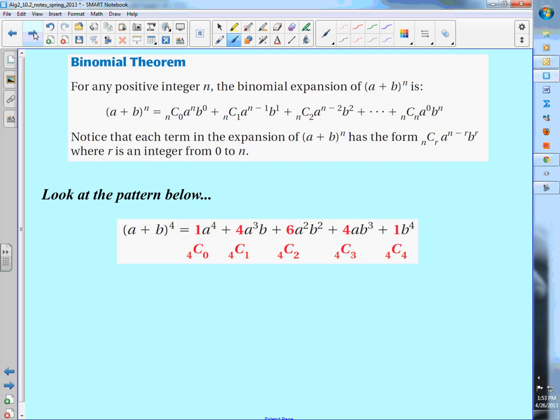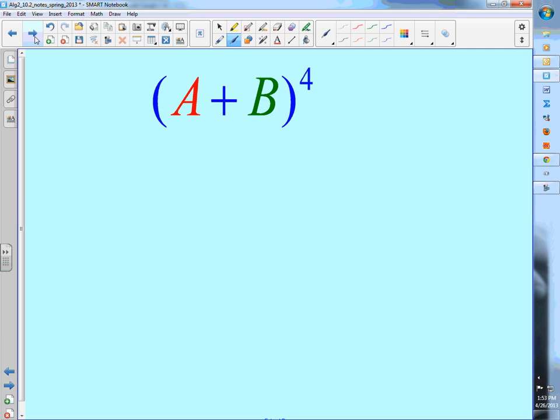Did you get the row 4 from the exponent? The power tells you which row to use, exactly. Great, right? So let's take a look. This is a plus b to the 4th. So what we're going to do is start with the 4th row of Pascal's triangle. 1, 4, 6, 4, 1.